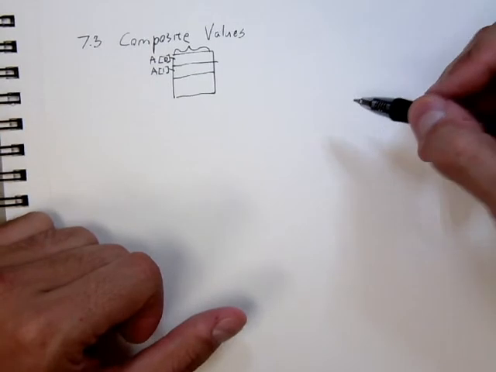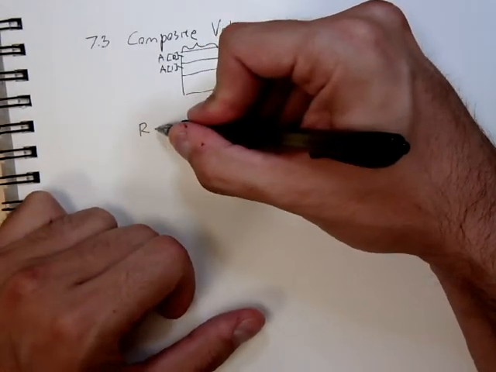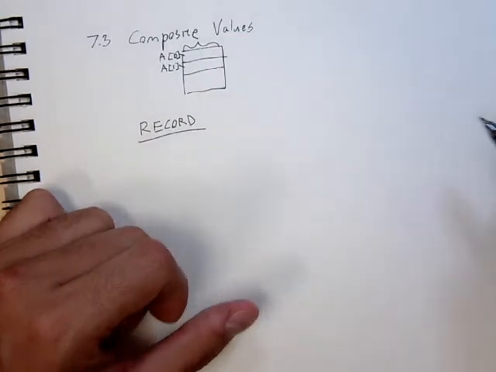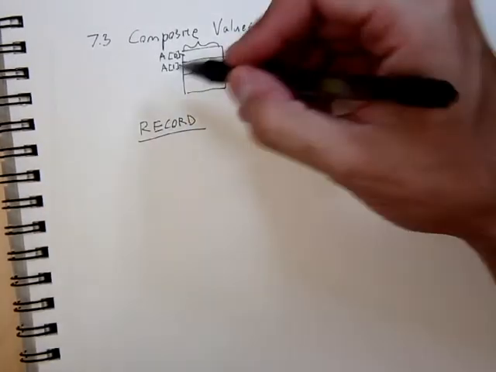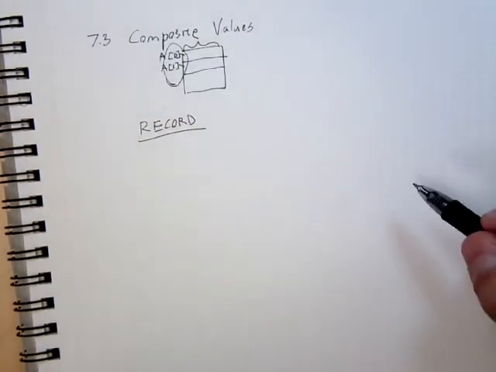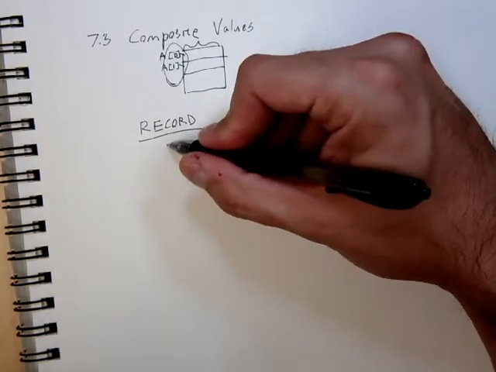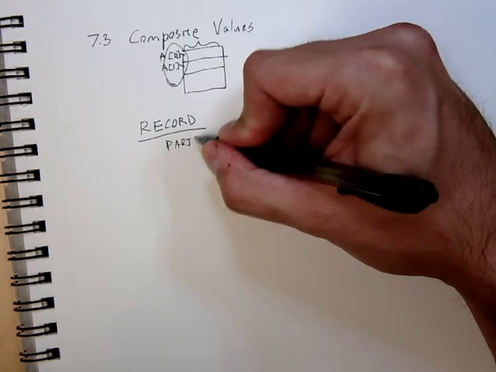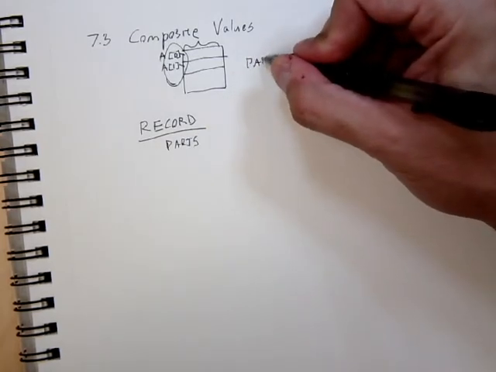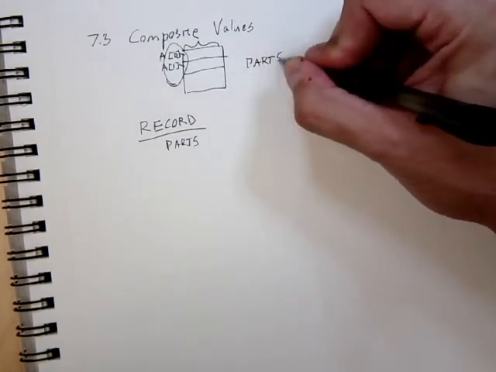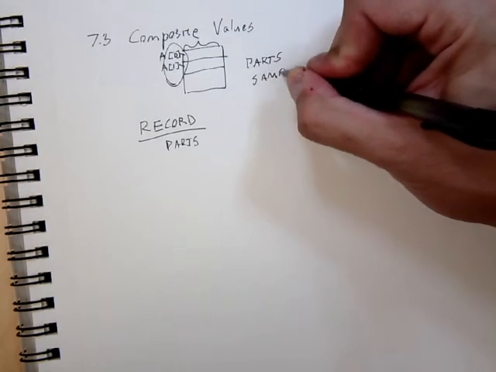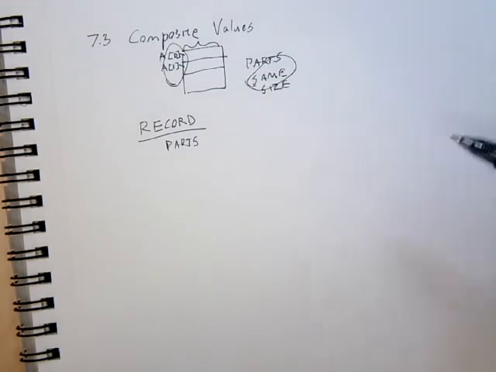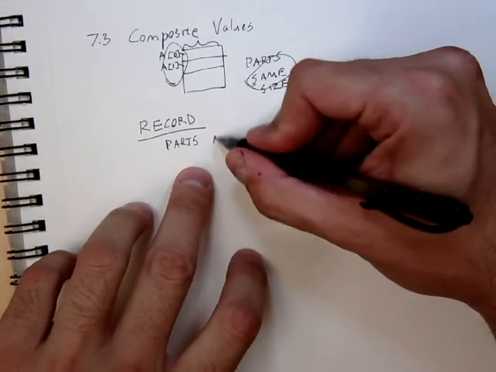Okay? There's a different type of composite value called a record. And this is not going to really allow us to use indexes easily, because this is where the parts are different sizes. So in an array, the parts are all the same size. Pretty much that's the important part. Over here the parts are different.